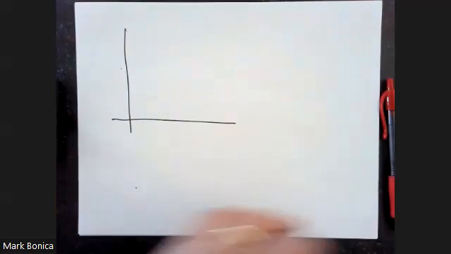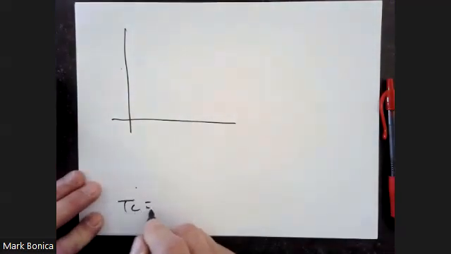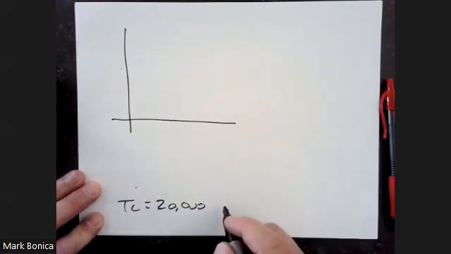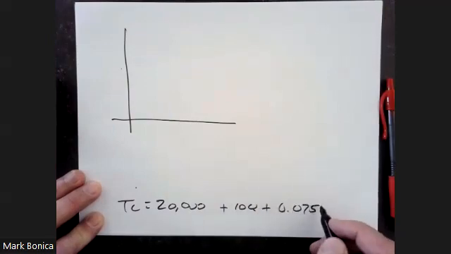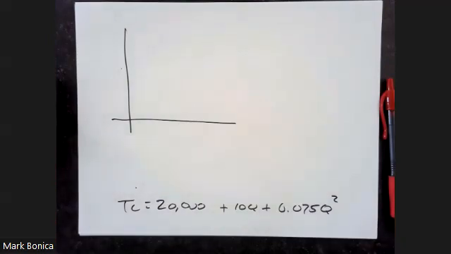So I'm going to use a total cost function: 20,000 plus 10Q plus 0.075 Q squared. I called this last term the kicker, right? At a low number, that kicker term is not going to do much.